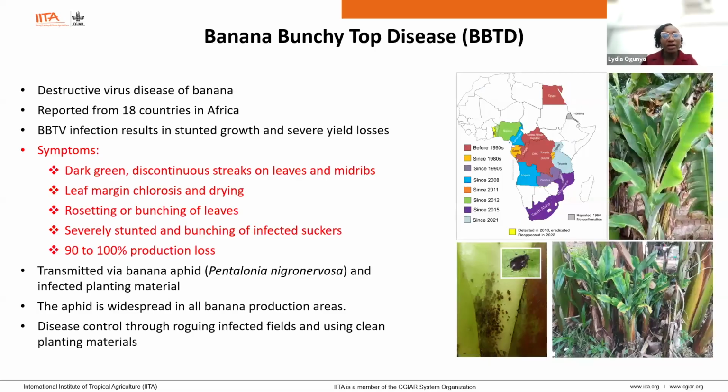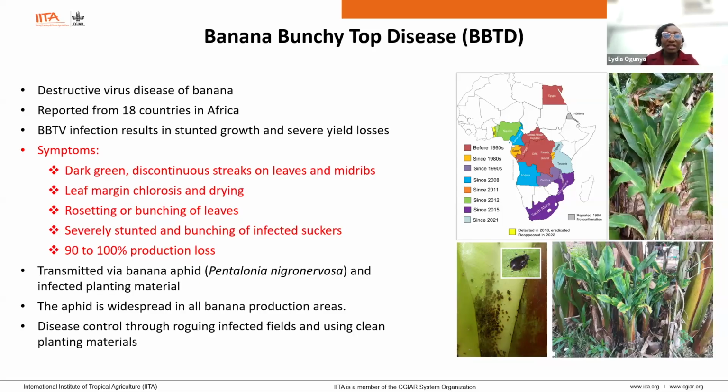Now we want to talk about banana bunchy top in Nigeria. Banana bunchy top is a destructive virus disease ravaging banana farms in Nigeria. We see the map of Africa showing how BBTD has been able to gain access into countries in Africa. As we speak today, BBTD is present in 18 countries in Africa, which is a thing of concern.